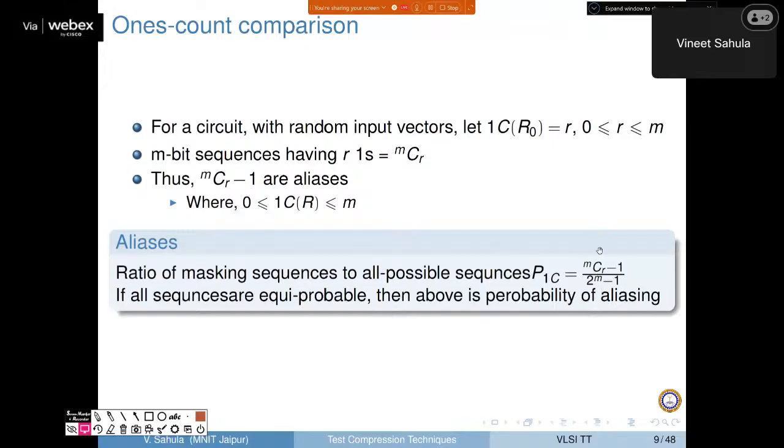This is what we have just encountered: the probability of aliasing with ones counting. So we can keep computing the probability of aliasing, which is the number of faulty signatures taken as correct divided by the total number of faulty signatures after compression. This is the false positive we are trying to find. And we'll find out this value for all other methods also. Right?